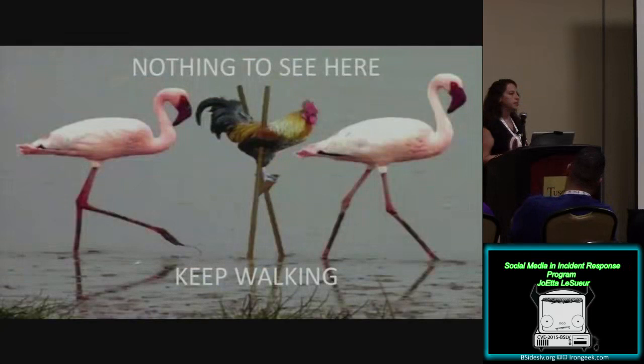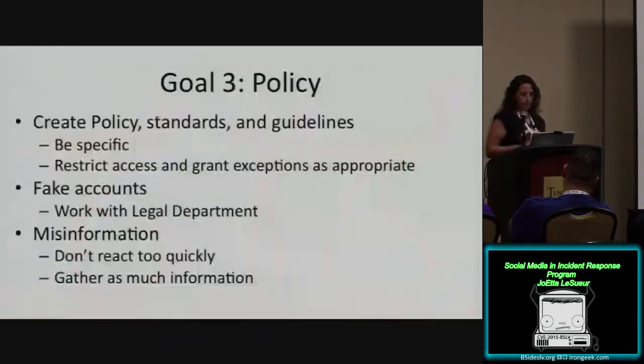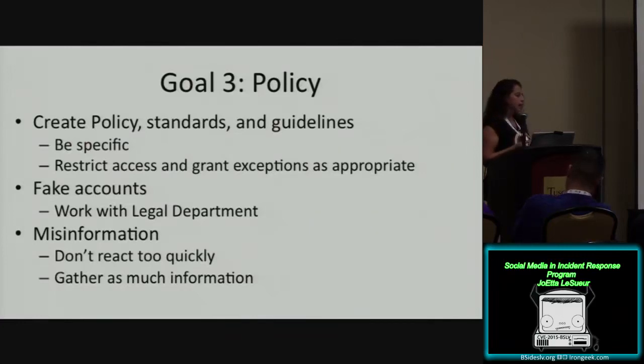Look out for the imposters. You're going to have fake accounts, you're going to have topic hijacking, and you need to come up with a plan of how you're going to address those situations. Okay, goal 3 of this talk was to really talk about getting a policy and standard and guideline in place and be specific. Restrict the access, have an exception policy. Look out for those fake accounts. Work with your legal departments. Be aware that misinformation can occur, so don't react too quickly, but gather as much information and react timely.